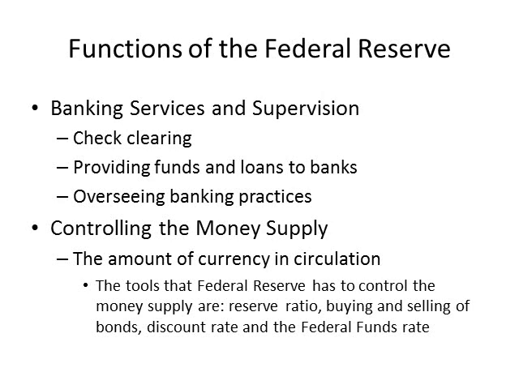The Federal Reserve provides banking services and supervision, including check clearing between states, providing funds and loans to banks, and overseeing banking practices. The Federal Reserve also controls the money supply to the economy by controlling the reserve ratio, the buying and selling of bonds, the discount rate, that is the interest rate a bank must pay to borrow from the Federal Reserve, and the federal funds rate, the interest rate that the bank must pay to borrow from another member bank.